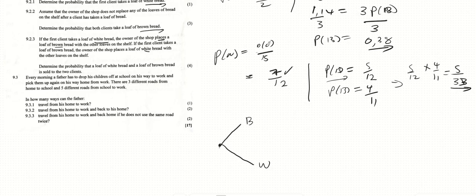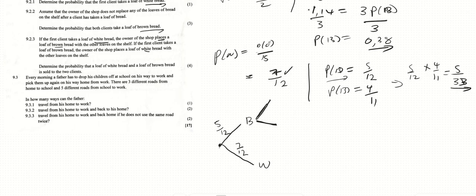So now if he chooses brown, how many browns? Remember, brown is 5 out of 12. Or you can choose white. How many whites? 7 out of 12. But there's something going on here: if he chose brown, what's going to happen?